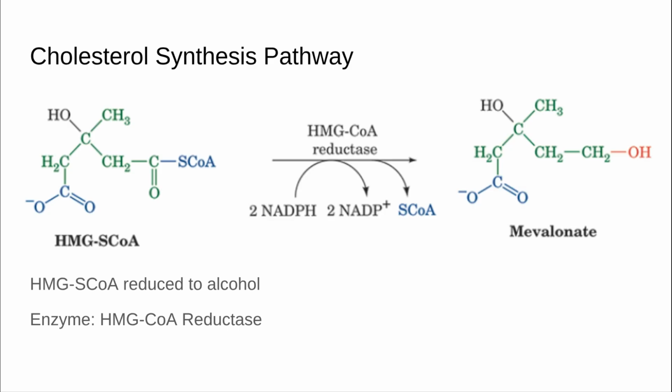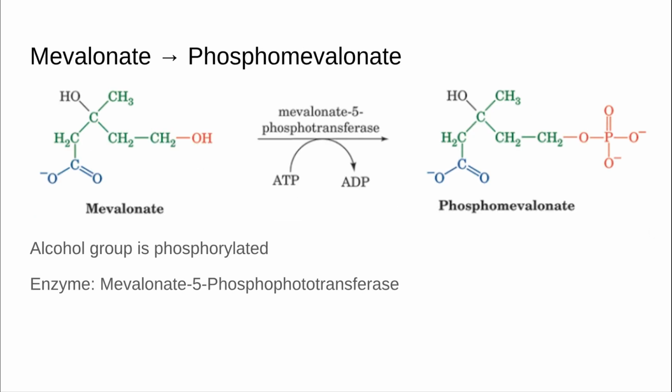So first you start off with a molecule of HMG-CoA, and this has a CoA group on it, which is then reduced into an alcohol forming mevalonate, and this is done by HMG-CoA reductase. You then have mevalonate being converted into phosphomevalonate with the addition of a phosphate group through mevalonate 5-phosphotransferase.